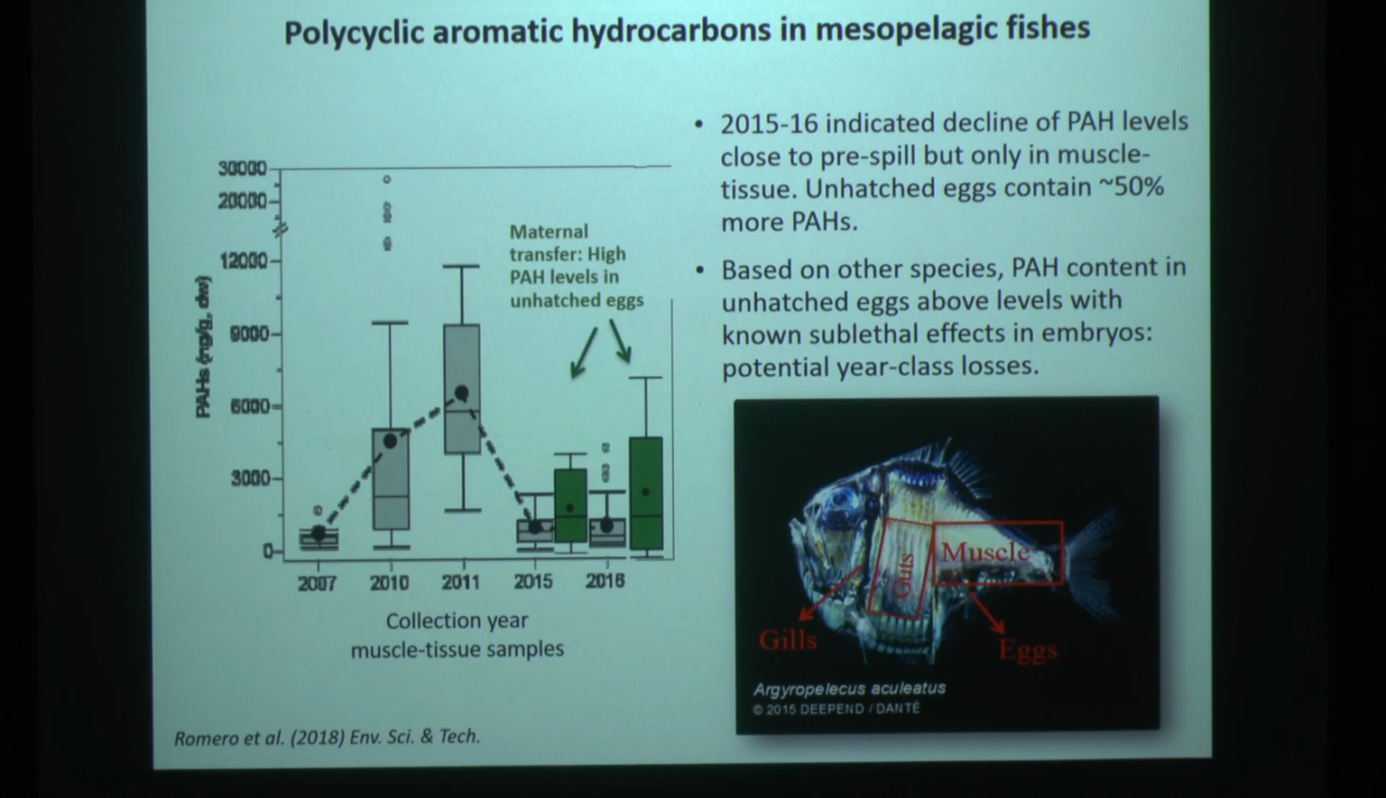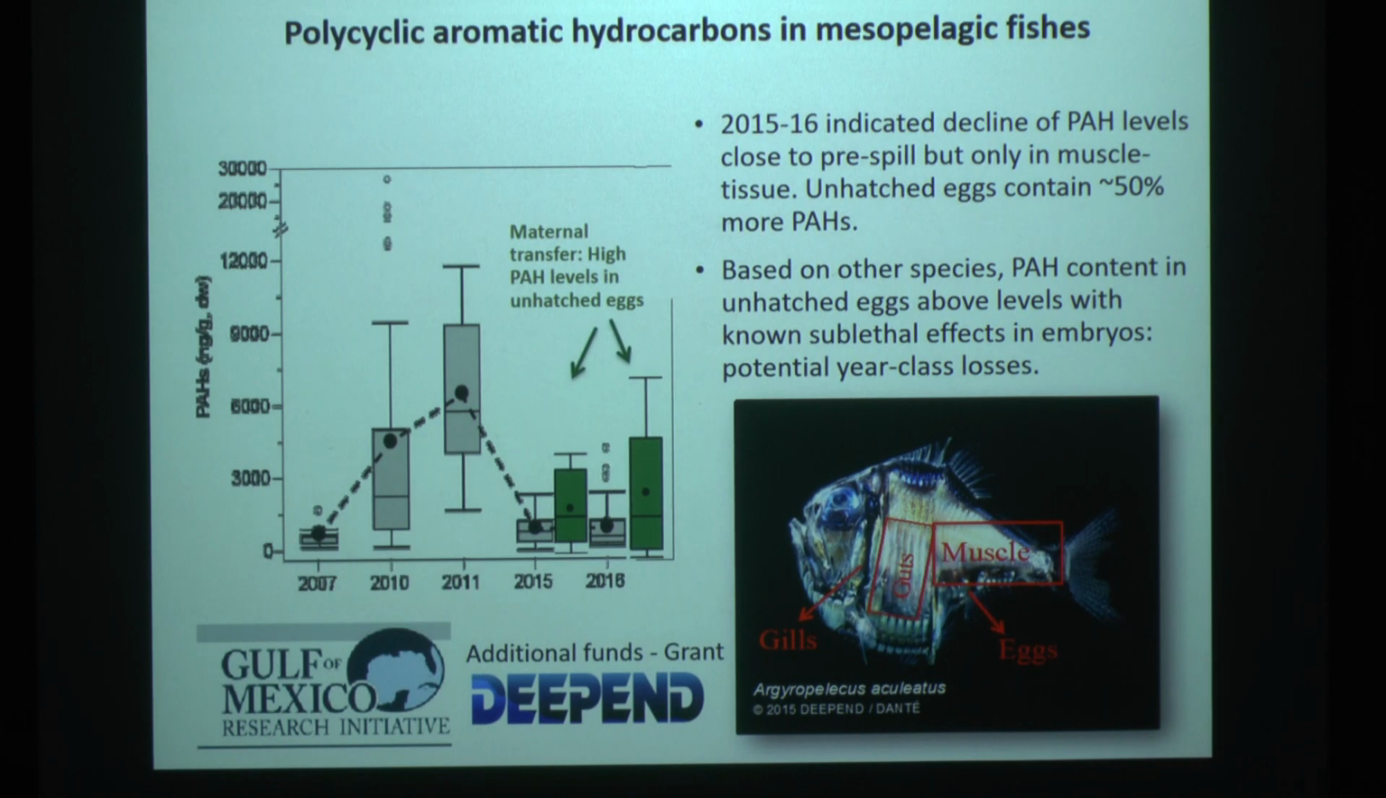So based on other studies, the PAH content that we found in these unhatched eggs is above levels we know to have sublethal effects in embryos, which means potentially affecting future generations. And I got extra funds to keep going with these analyses, and now we're constructing the time series for the unhatched eggs, and also improving these pre-spill values.